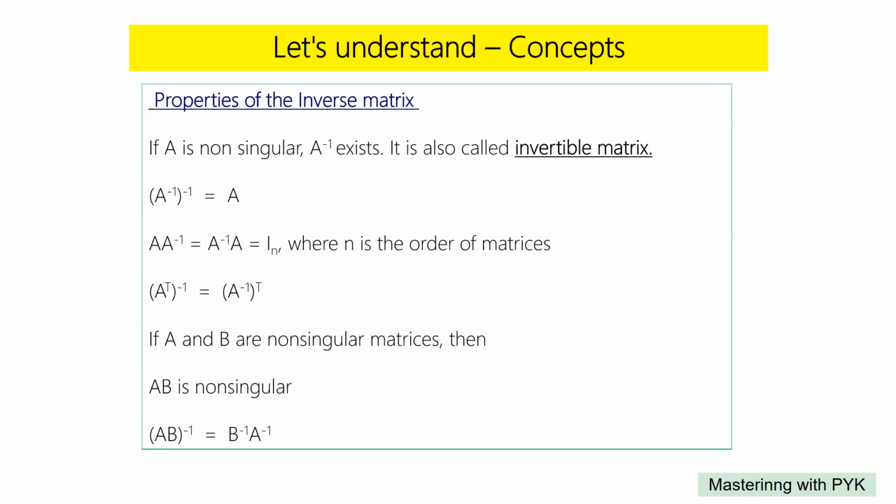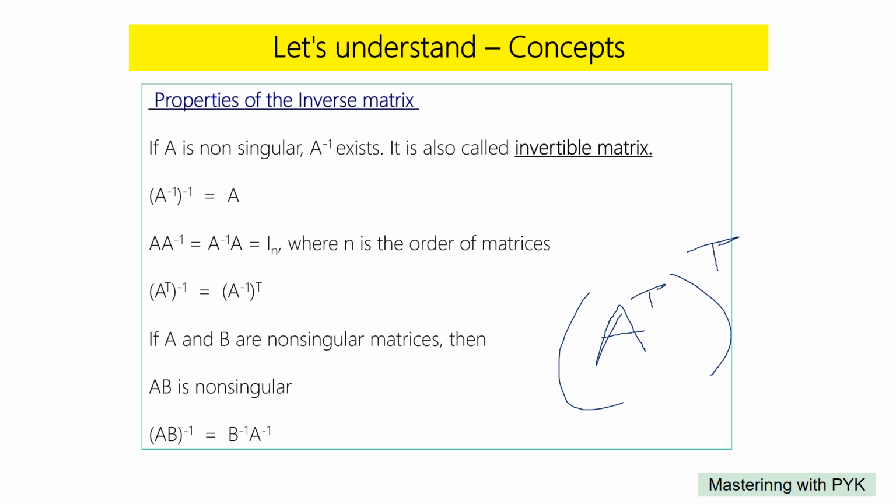Now let's revise the concepts. If A is non-singular, now it can be other way parameters given to you. So if A is non-singular, this means A inverse exists. This means the determinant is not equal to 0. It is also called an invertible matrix, right? The inverse of the inverse of a matrix is the same as the original matrix. Remember the concept of transpose. It works in a similar way. So the transpose of the transpose of a matrix, we will be getting the original matrix, right?